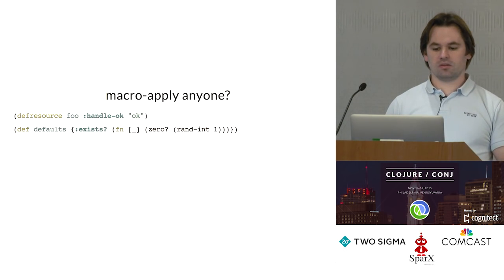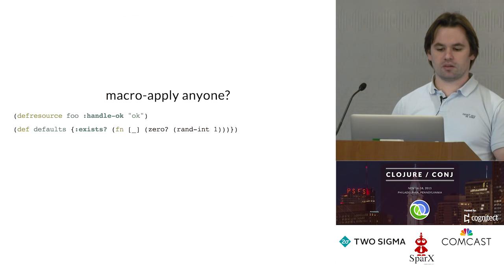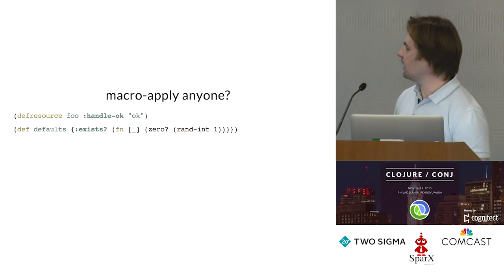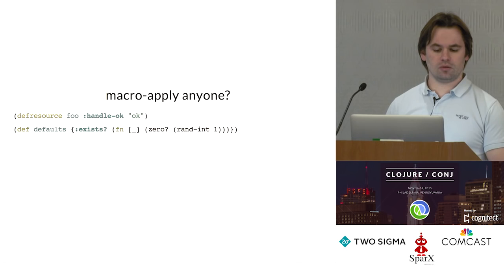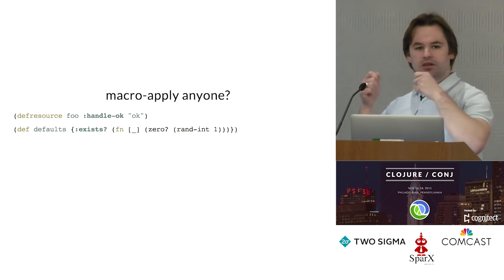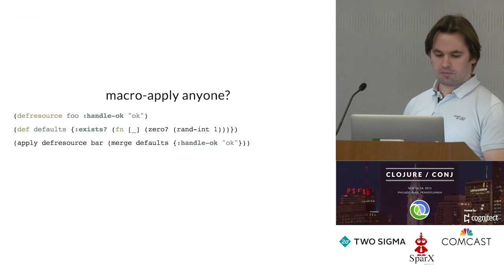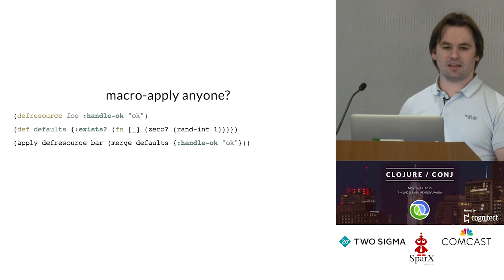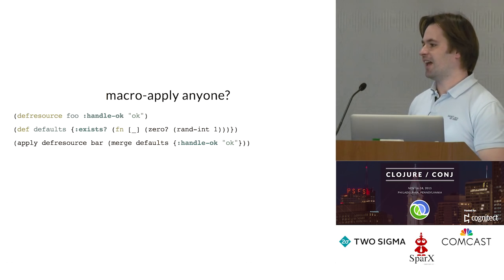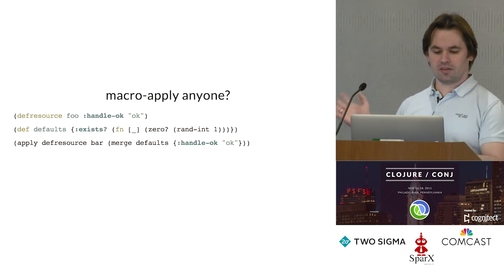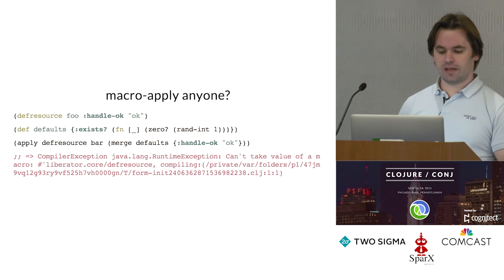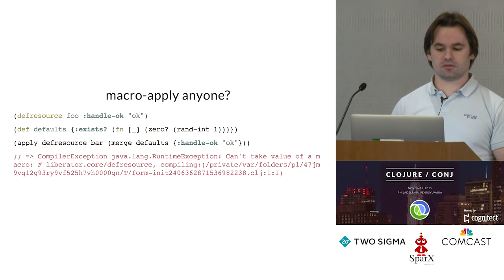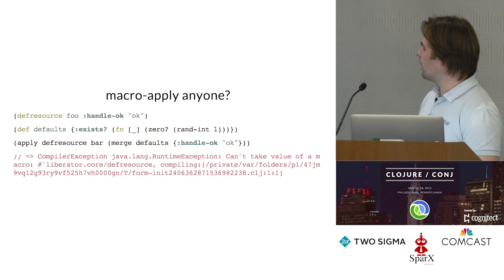But in this case also, we want to maybe apply some defaults to all our resources. There's no easy way to apply those defaults to your concrete macro or macro calls. So when you try that, which I guess every Clojure beginner has experienced, so apply the macro and all the arguments, I get a very nice suggestive error, which, well, it's pretty good for a Clojure exception, right? You can't take value of a macro, and even the macro name is mentioned.